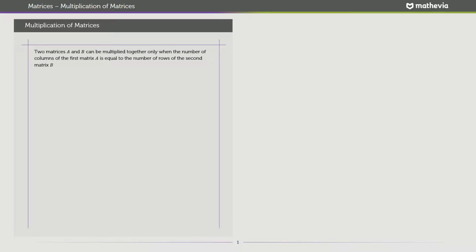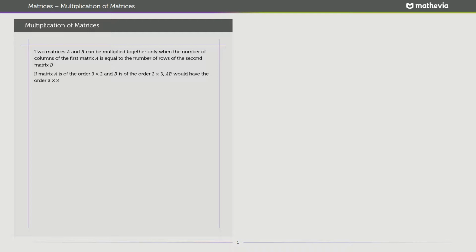First thing, two matrices A and B can be multiplied when the number of columns of the first matrix is equal to the number of rows of the second matrix. So if you have, for example, a 3 by 2 matrix, you can multiply a 3 by 2 matrix by a 2 by 3 matrix. Basically the number of columns and the number of rows must be alternating for you to be able to multiply the two matrices.